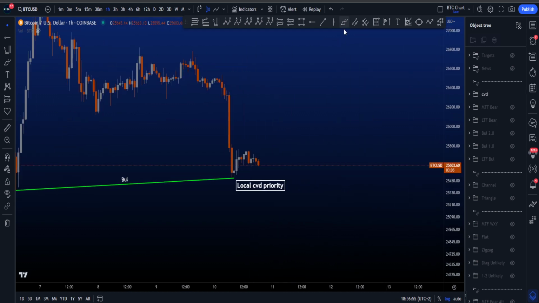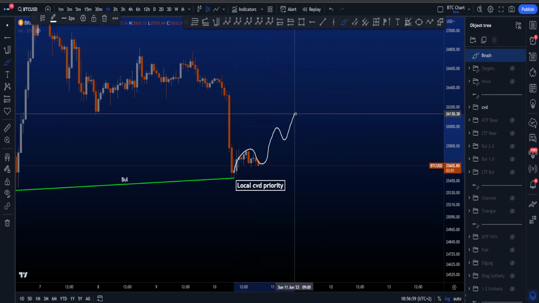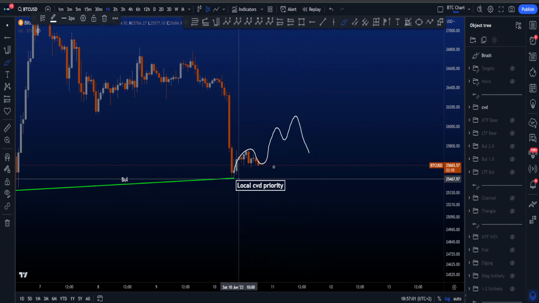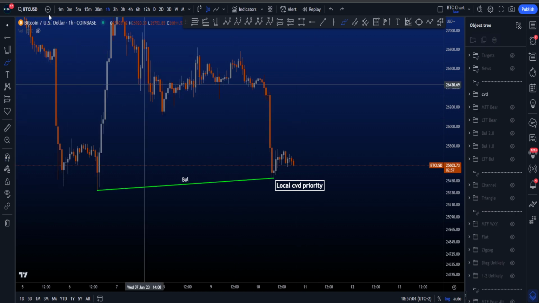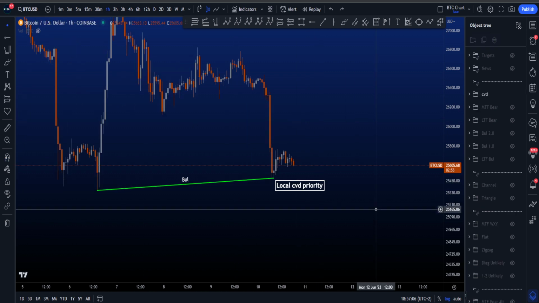So maybe preferably, I like to see a bit of a market structure change, like some waves, then a move down, and then create the bullish divergences. So local CVD always has priority.